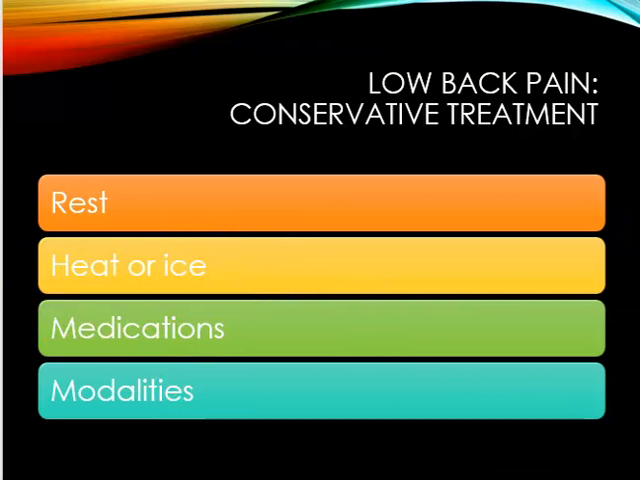Medications, they can use NSAIDs if they're able to decrease inflammation. Muscle relaxants, such as cyclobenzaprine, that's Flexeril, Robaxin. There's all sorts of different types of options for that. Soma is another one. And then analgesics to relieve the discomfort. But really with this, more often than not, they're going to go with the NSAIDs and the muscle relaxers.